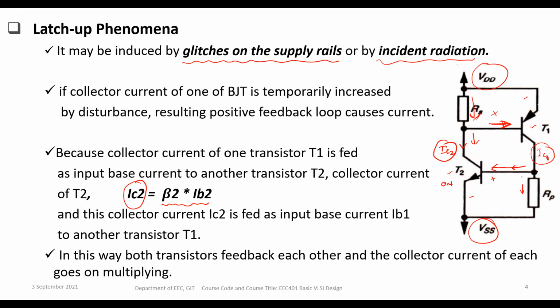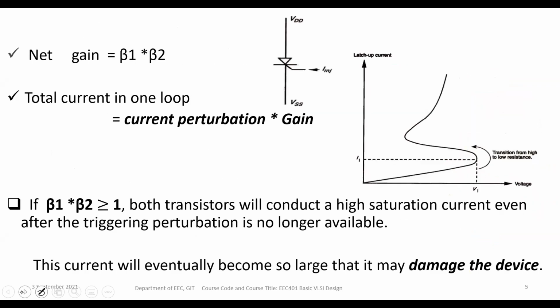That means the collector currents of the transistors will be multiplied with each other every time. One time some value, another time multiplied with the previous, the third time multiplied with the second. So it is a multiplication of the current that will flow. That will generate a lot of heat within the MOS structure, within the CMOS devices. Therefore, ultimately, the CMOS device will burn. That is what is actually observed in this scenario.